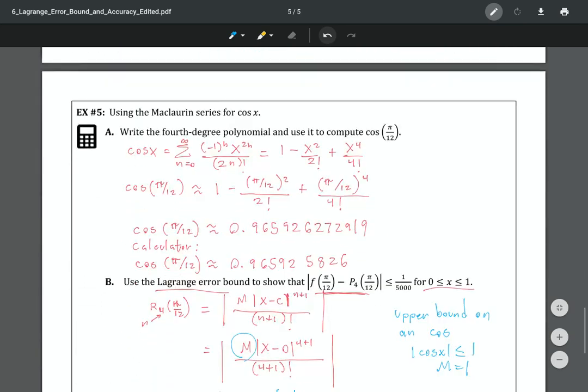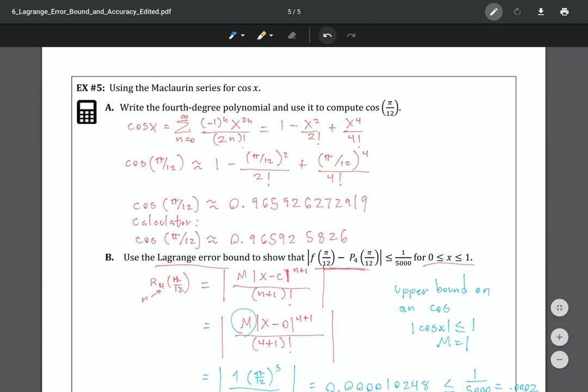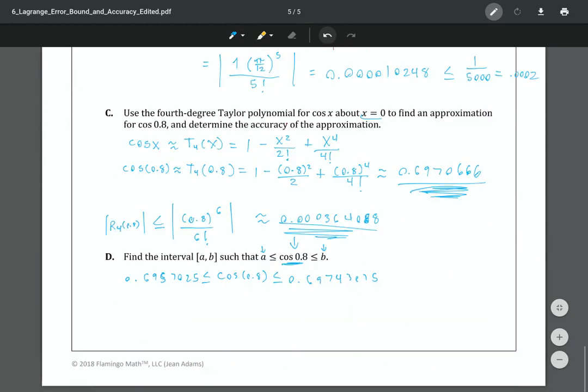Okay. So let's go on to example number 5. Is there another example after this? No, I think this. Nope. Nope. This is it. Okay.